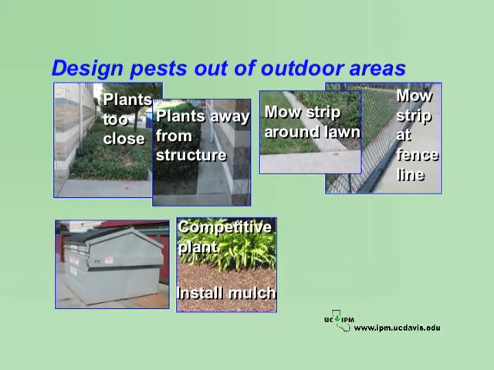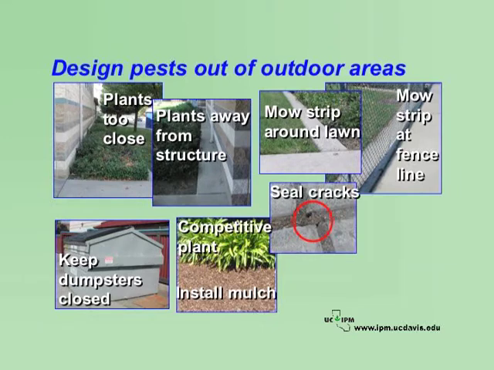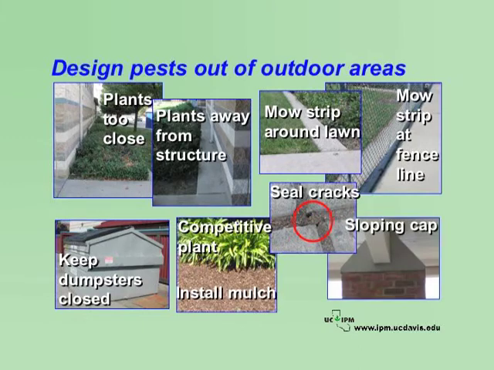Keep trash cans away from doors. Dumpsters should have tight-fitting lids and be kept closed. Keep all dumpsters and other garbage or recycling bins on concrete or asphalt pads. Try to keep bins near a water source so that they can be cleaned out regularly. Seal pavement cracks to avoid weed growth or ant colonies from establishing. Modify buildings that have a lot of flat surfaces where pigeons can roost. Build sloping caps on columns or other flat surfaces to discourage them. None of these measures are difficult to do, and they cost very little, but the payoff is big.